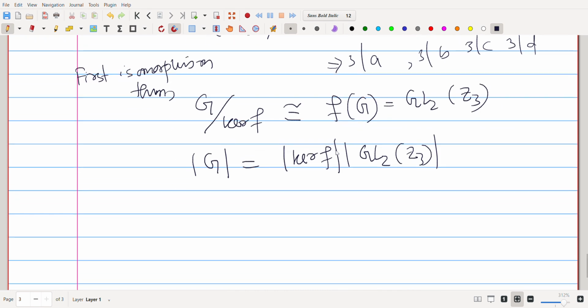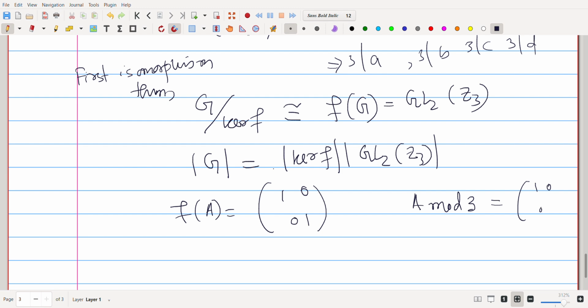Hence we can find the cardinality since this map is onto. So the order of G is the order of kernel F times the order of GL2(Z3). Now how do I find the order of kernel F? Kernel F means F of A is identity, that means A mod 3 is identity.